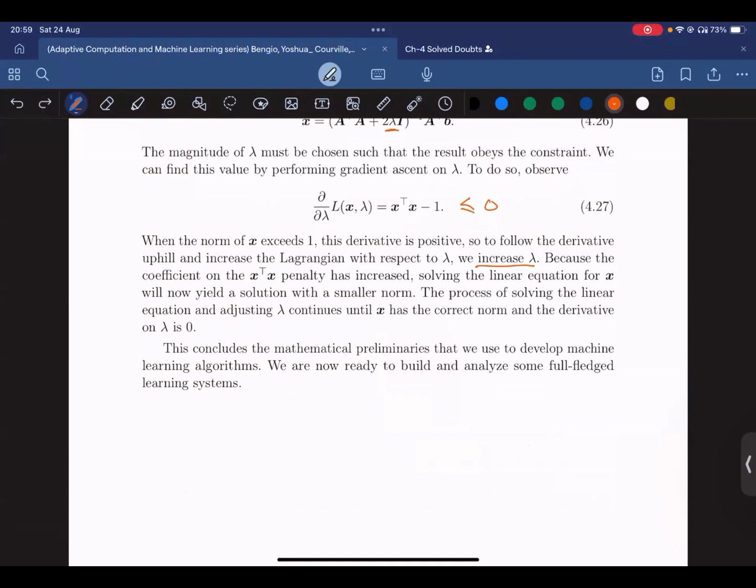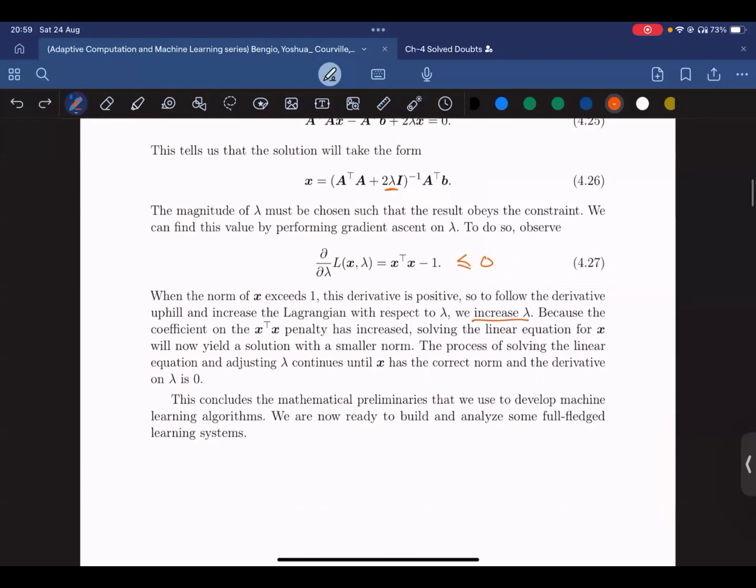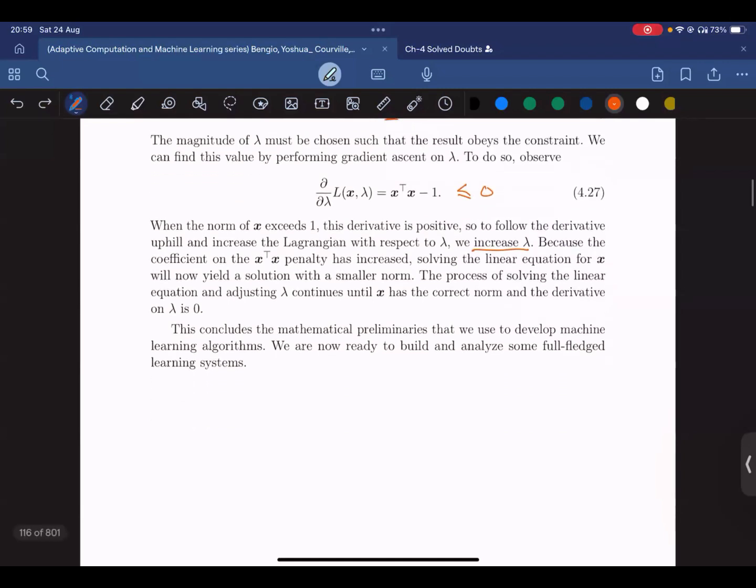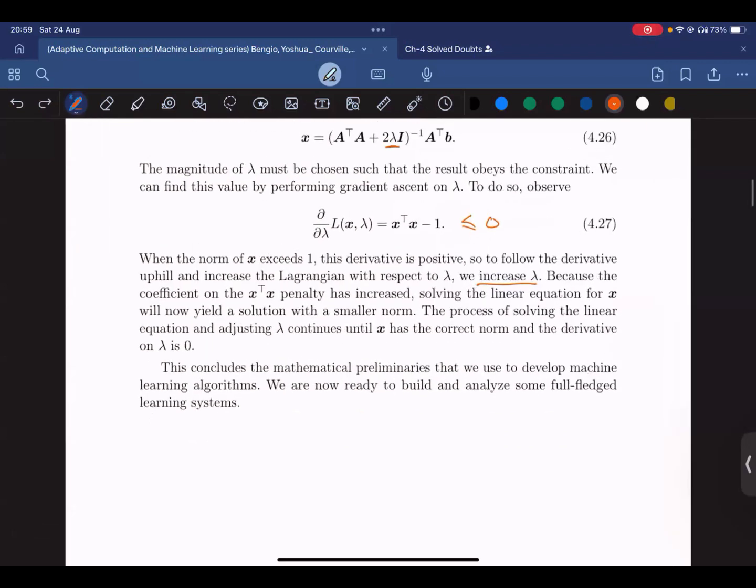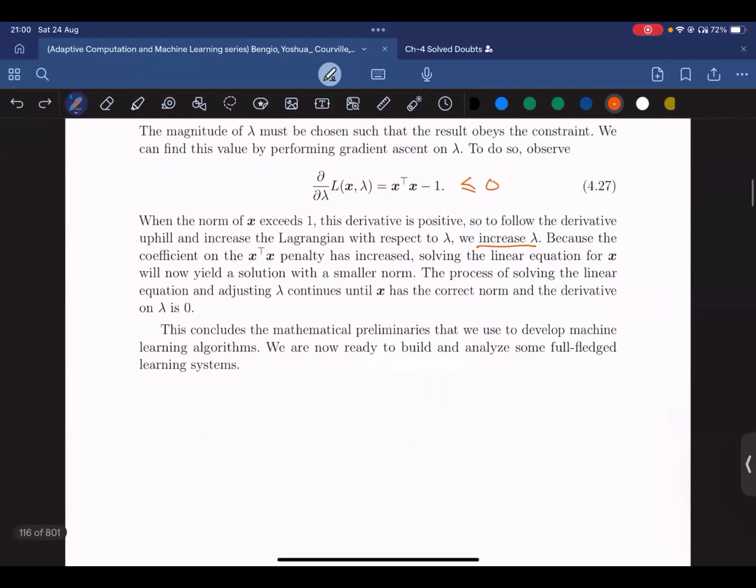So I think this is it. This is chapter 4, and with this, the author has concluded that the mathematical preliminaries are done. If you have any doubts, do let me know. Otherwise, we can proceed with the machine learning portion. I can share my screen then.